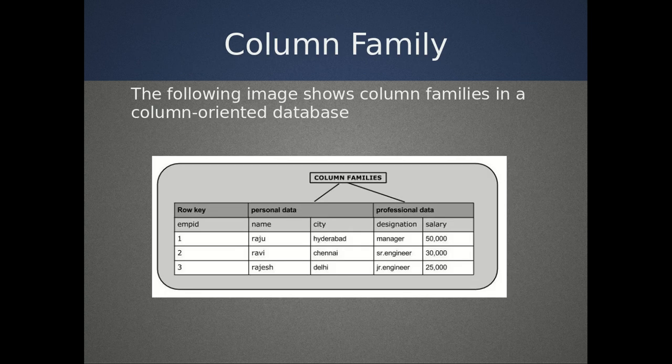Column family, we already know. Let's say we have some employee data. We can identify a column that is unique, the employee ID. You can pick two columns, name and city, and put them into one column family called personal data, and you can put designation and salary into a professional data column family. So that's how it stores the data.